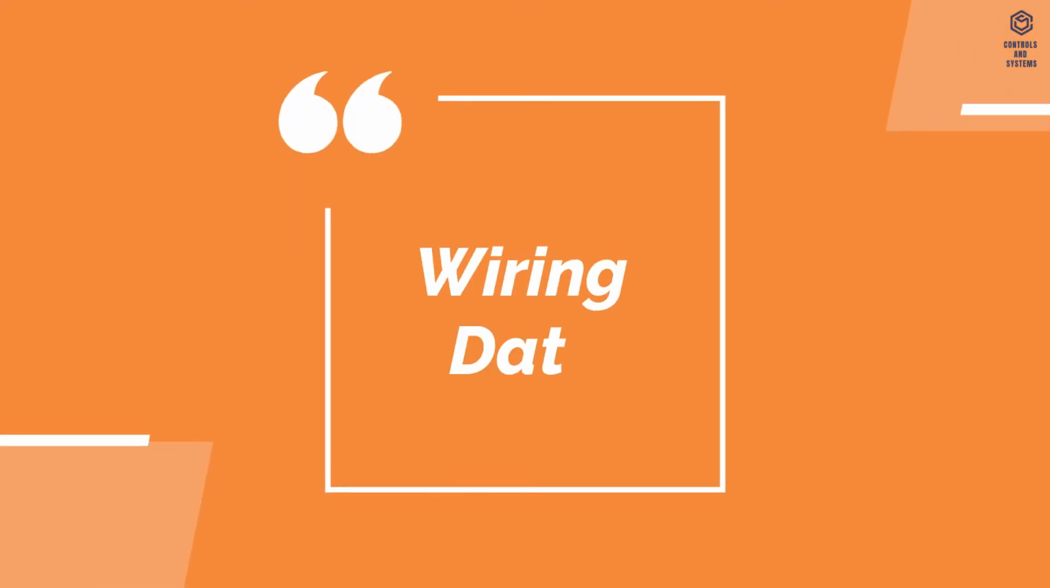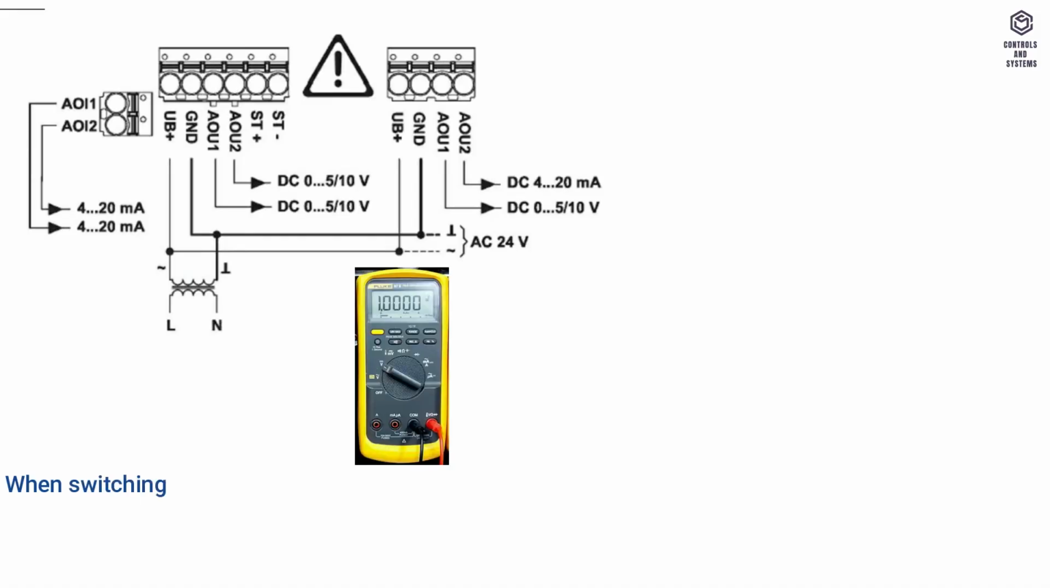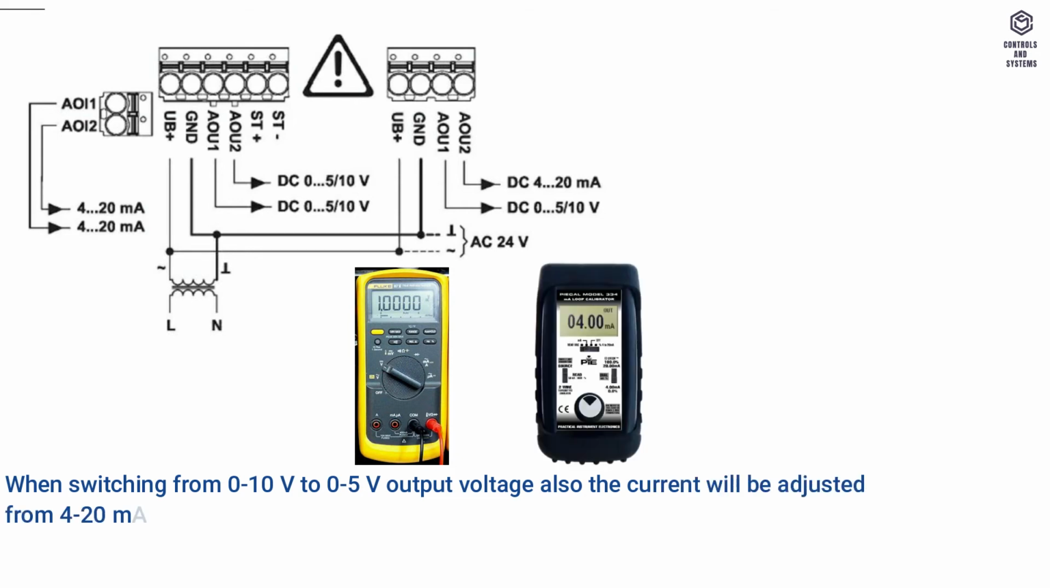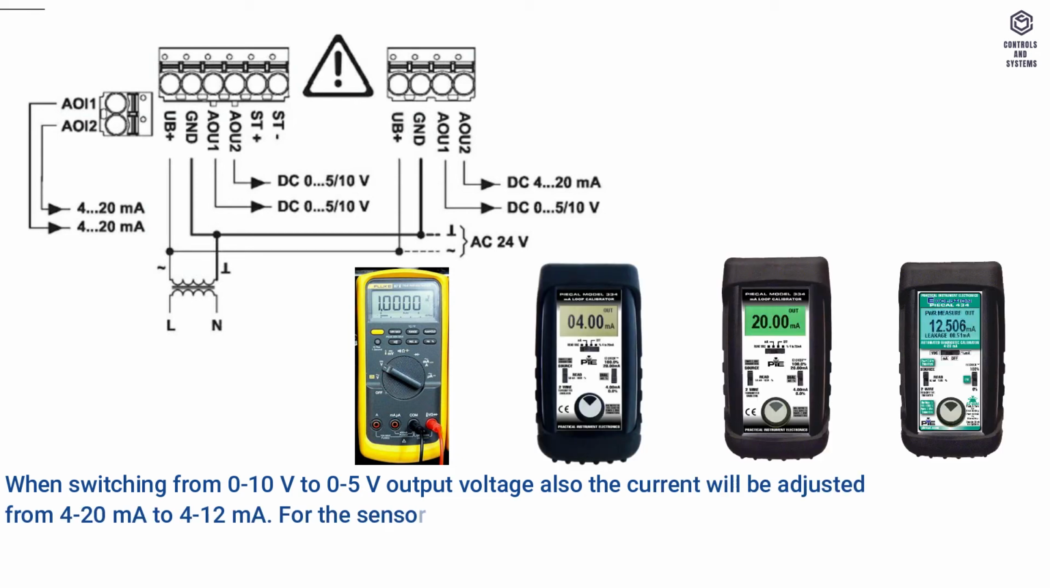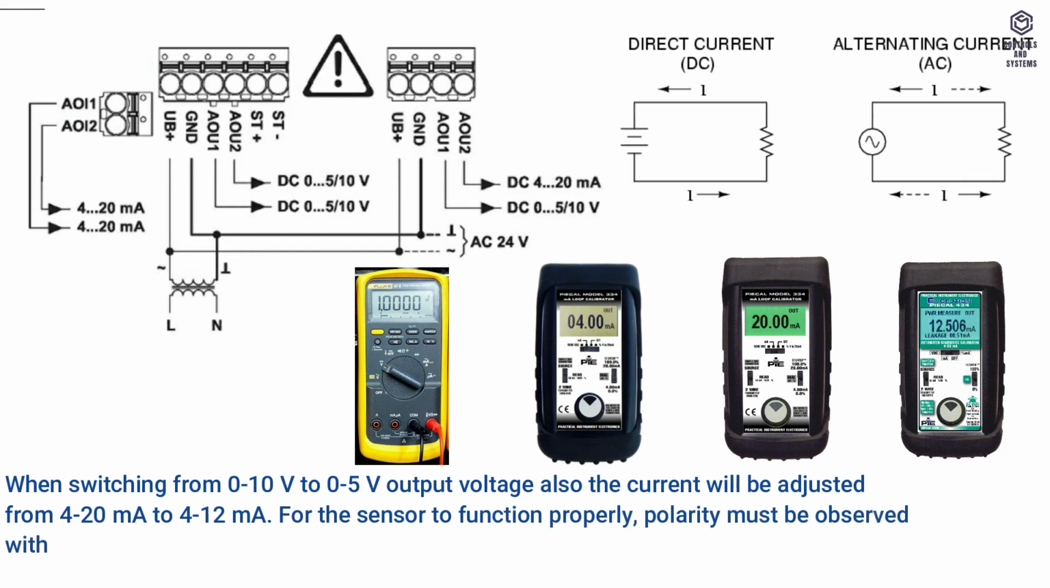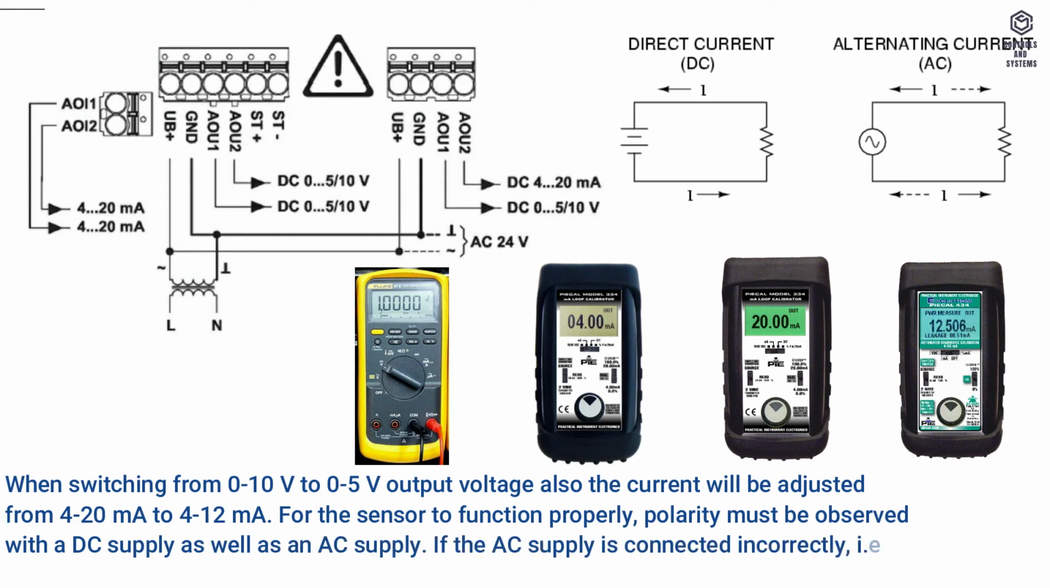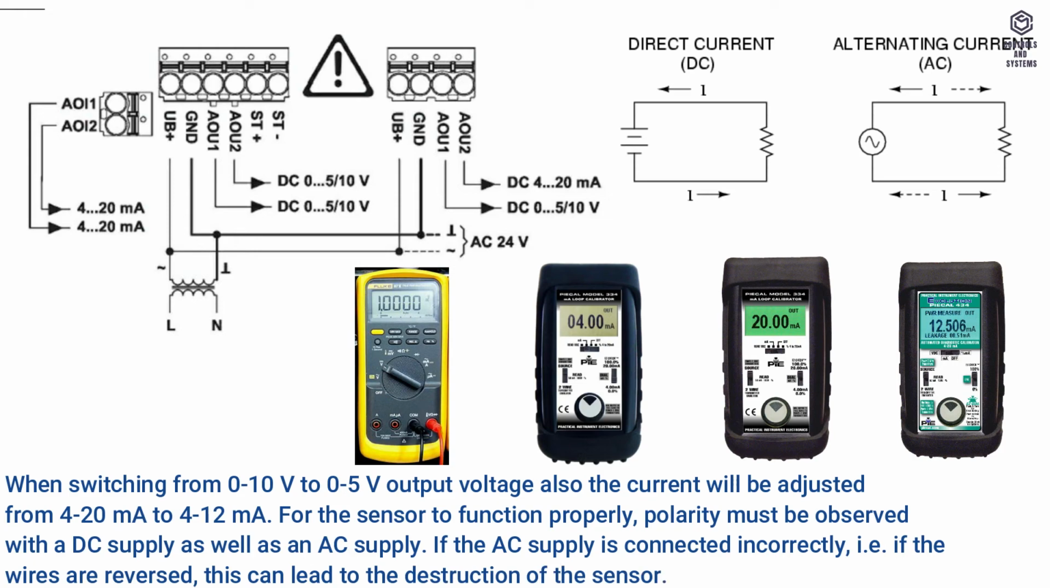Wiring data. When switching from 0 to 10 volt to 0 to 5 volt output voltage, the current will also be adjusted from 4 to 20 milliamps to 4 to 12 milliamps. For the sensor to function properly, polarity must be observed with a DC supply as well as an AC supply. If the AC supply is connected incorrectly, that is, if the wires are reversed, this can lead to the destruction of the sensor.